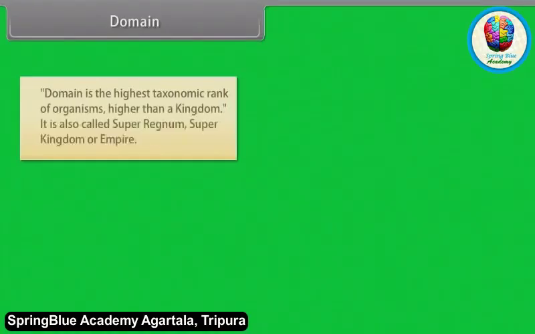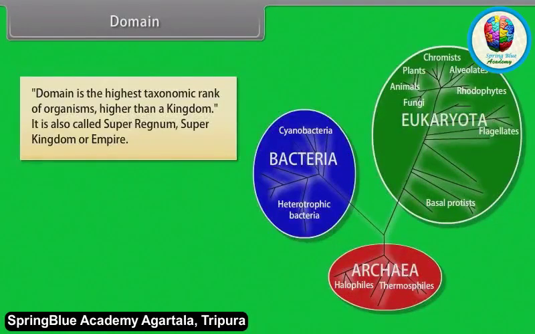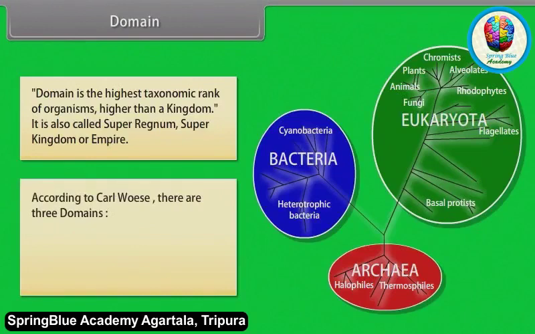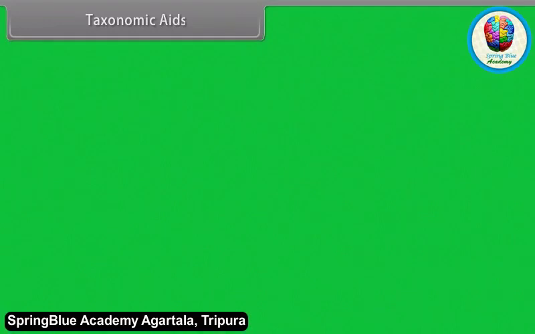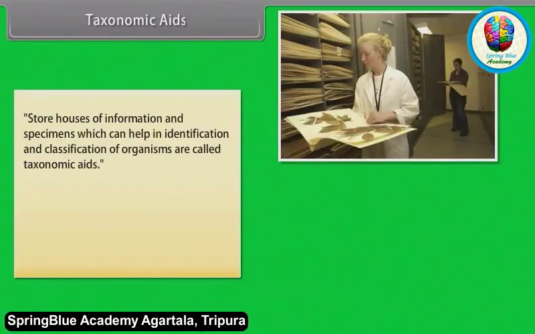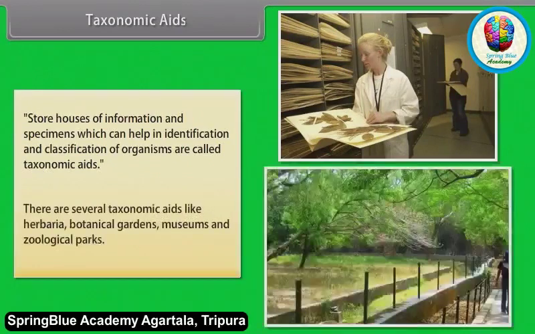Domain. Domain is the highest taxonomic rank of organisms, higher than a kingdom. It is also called superregnum, superkingdom, or empire. According to Carl Woese, there are three domains: Archaea, Bacteria, Eukaryota. Taxonomic aids. Storehouses of information and specimens which can help in identification and classification of organisms are called taxonomic aids. There are several taxonomic aids like herbaria, botanical gardens, museums, and zoological parks.